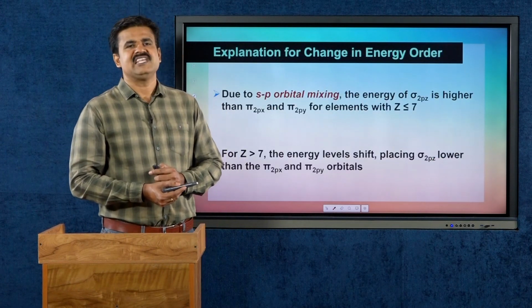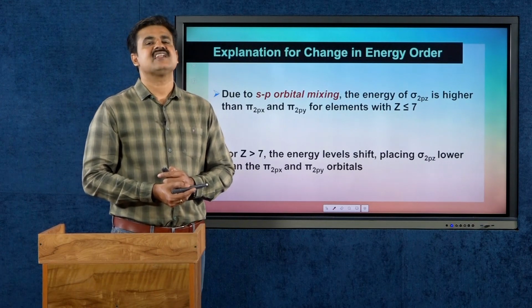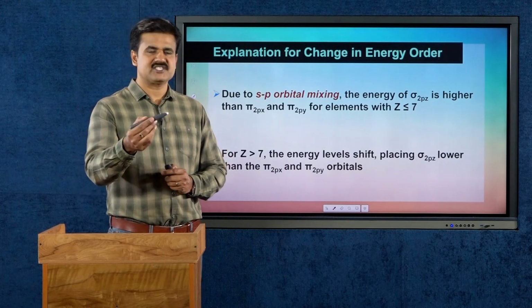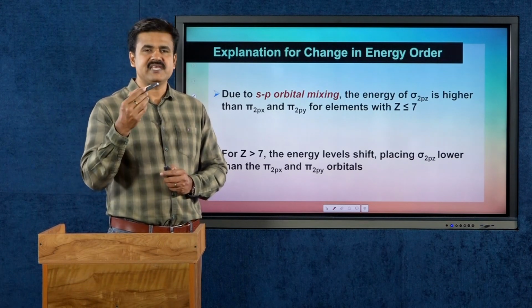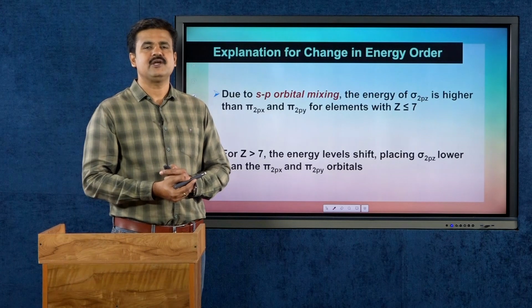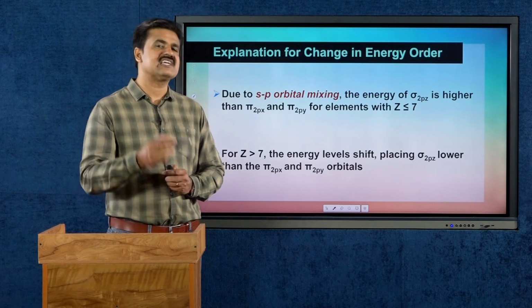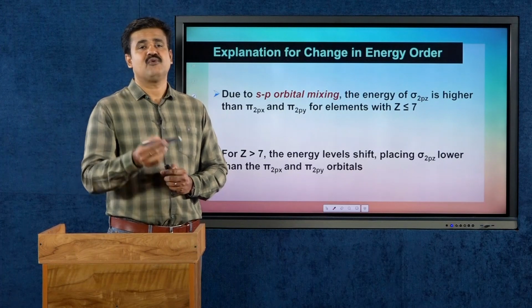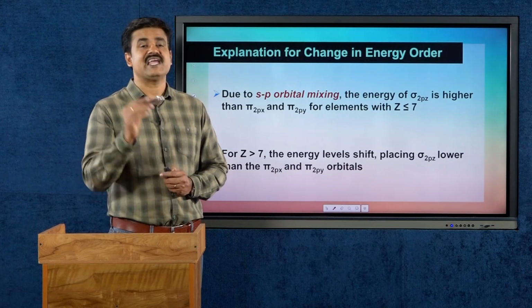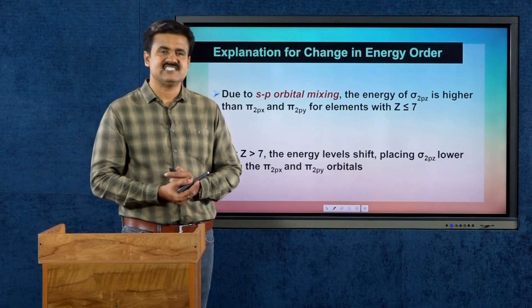Now, the explanation for the change in energy order. I just mentioned that the energy of sigma 2pz is slightly higher than pi 2px and pi 2py in the case of second row elements up to nitrogen. We are now focusing on why this happens, the explanation for the change in energy order.